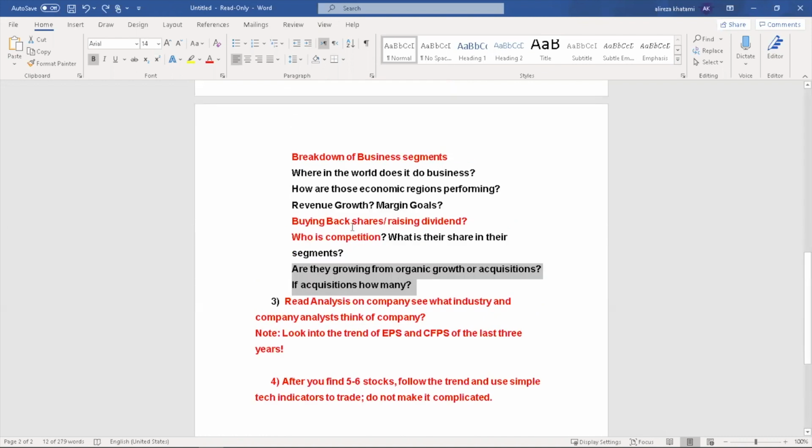Then that's why you go and read their balance sheet. You read their financial statements. You look at their earnings per share over the past 5 years, and then come up with 5 or 6 stocks. I see some investors putting their money into 20 stocks. Find 5 or 6 stocks.